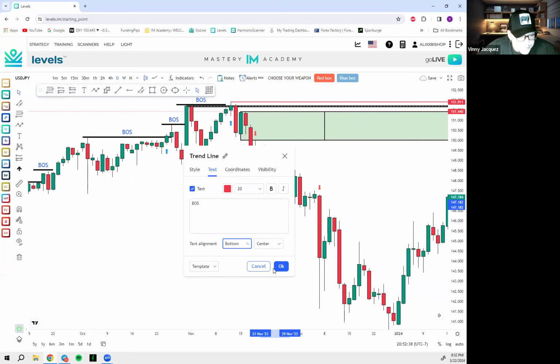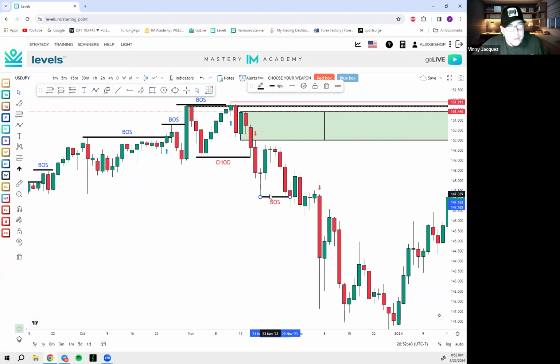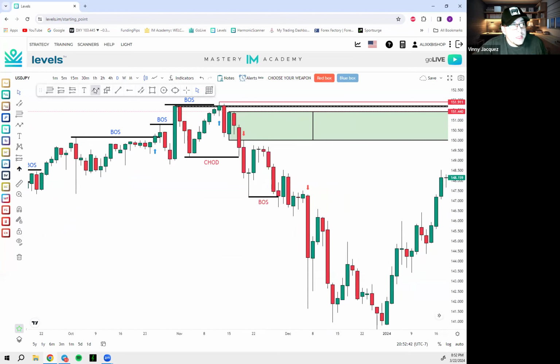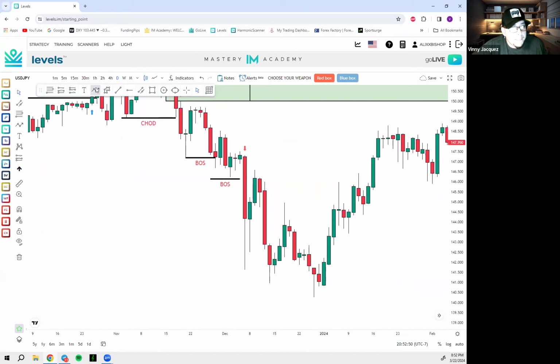BOS. Boom. We get lower low, lower high, and we do continue trend. Market is continuing trend right now. Again, lower low, lower high, lower low.